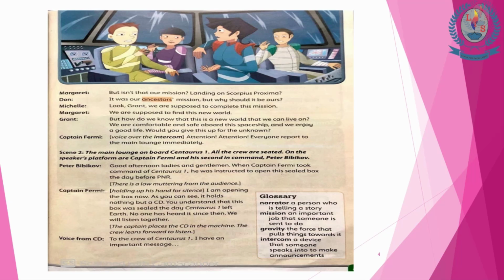There is a low muttering from the audience. Then the audience began to talk to each other in a low voice. Low muttering means talking to each other in a low voice. Captain Fermi, holding up his hand for silence. Captain Fermi held up his hands and asked the audience to be silent, and then began to talk. "I am opening the box now. As you can see, it holds nothing but a CD."